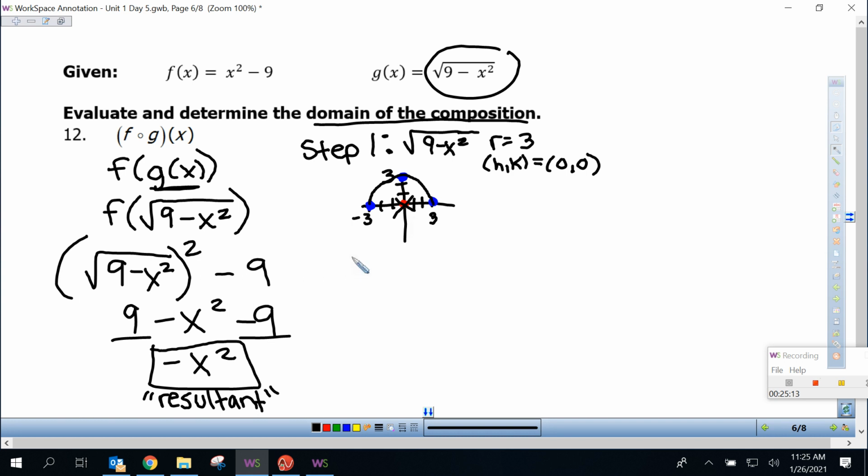So for the domain, for that semicircle function, our x values go from what to what? From negative 3 to positive 3. And do I include them? Yes. And both of these have the square bracket. So that's step 1. You find the domain of the innermost function. Step 2.